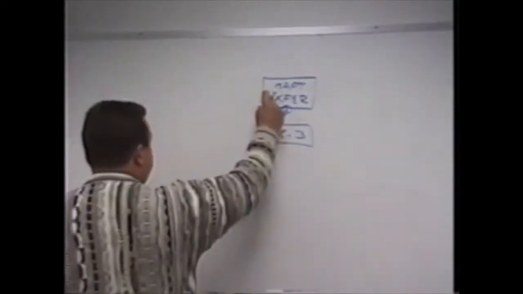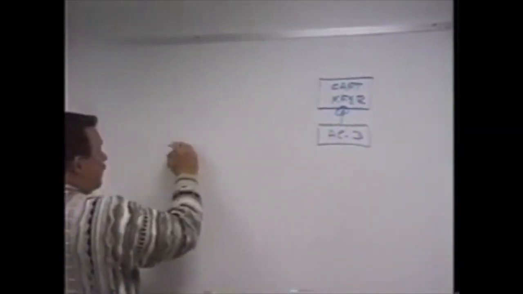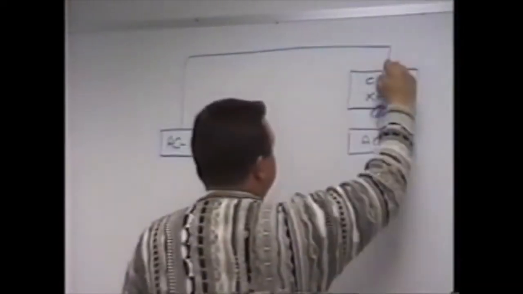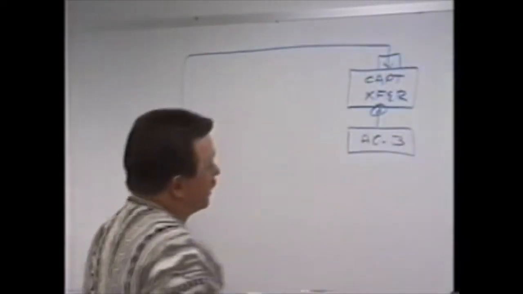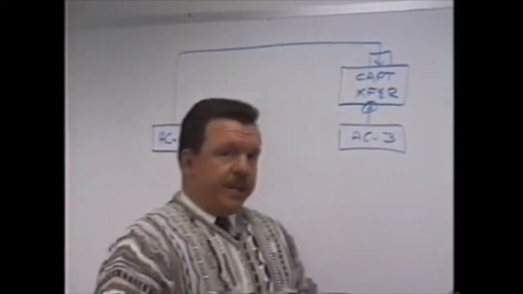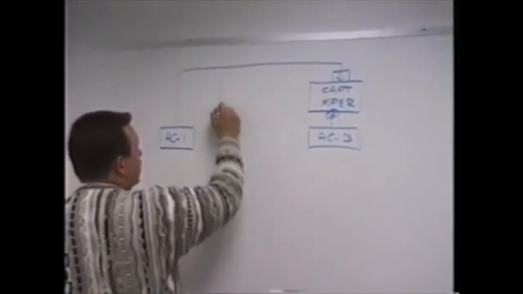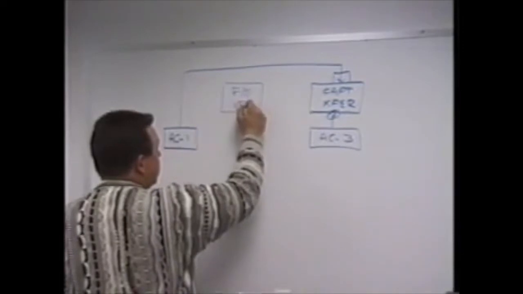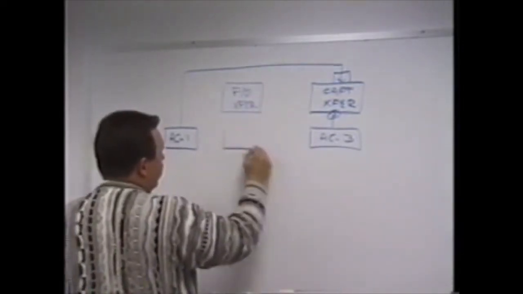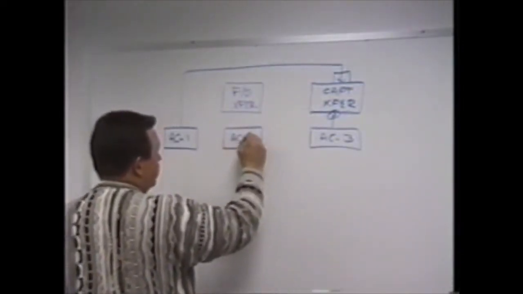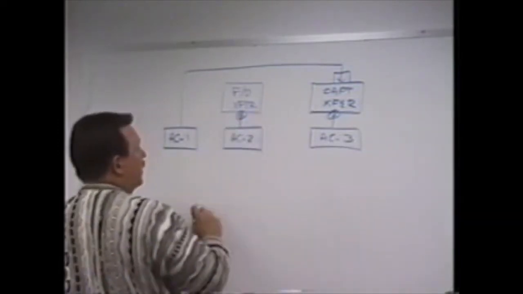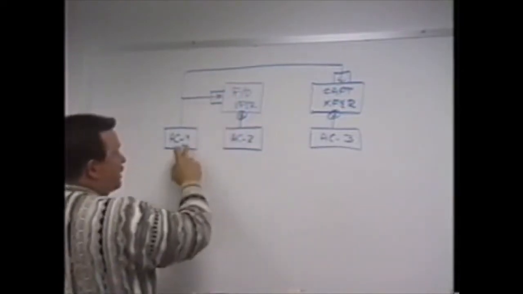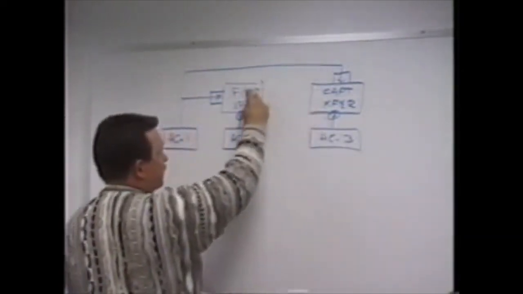The captain's transfer bus is also backed up by AC 1 as the alternate source. First officer's instrumentation: the first officer's instruments receive power from the first officer's transfer bus. The first officer's transfer bus is normally powered by AC bus 2, backed up, again, by AC bus 1. So bus 1 is the backup power source for both your captain's and first officer's transfer bus.